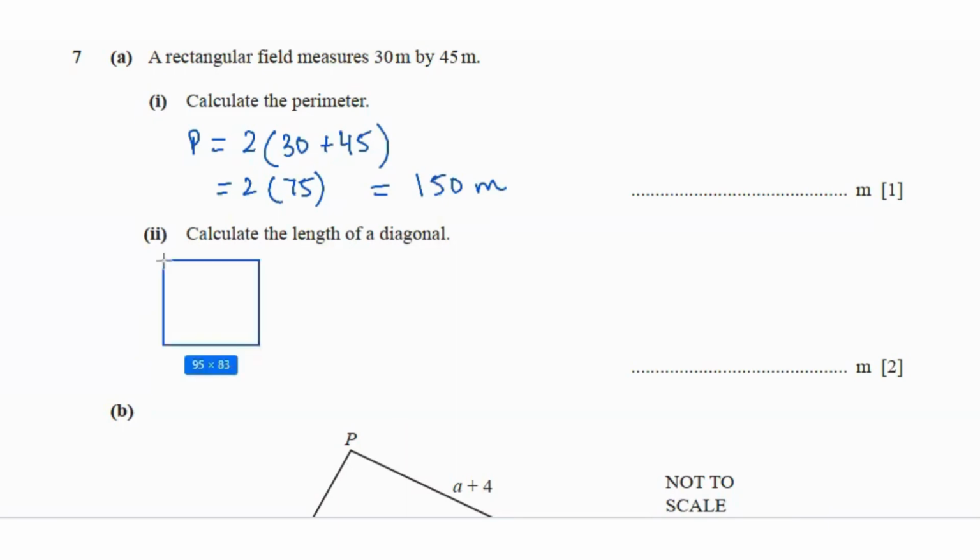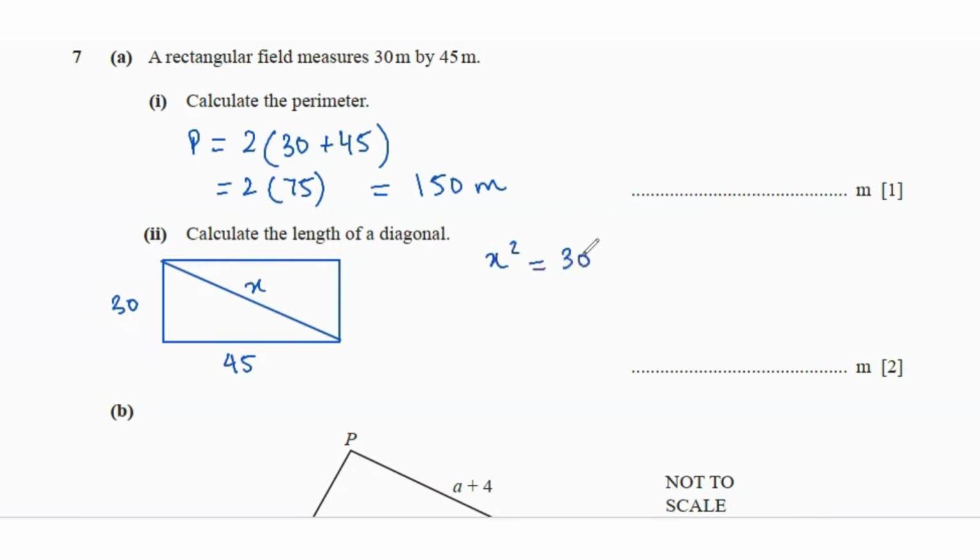So if we draw the rectangle, this is our 30, this is our 45. So this is the diagonal that we have to find. We use Pythagoras. x squared equals 30 squared plus 45 squared. x equals the square root of 30 squared plus 45 squared. So if we solve that, it is 54.08 meters.